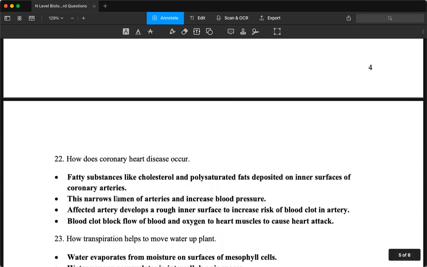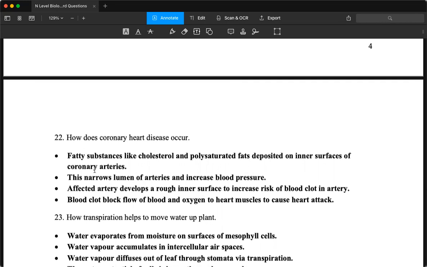This one, coronary heart disease, is a common question because of the emphasis on health. So what are the key points to take note of? Number 1, fatty substances like cholesterol and polyunsaturated fats, mention both, are deposited on the inner surface of the coronary arteries. Coronary arteries are the blood vessels that actually transport blood towards the heart muscle. So when the fatty substances are deposited on the inner surface, it will block the movement of blood, which carries oxygen. So what happens is that this narrows the lumen of the arteries and increases blood pressure.